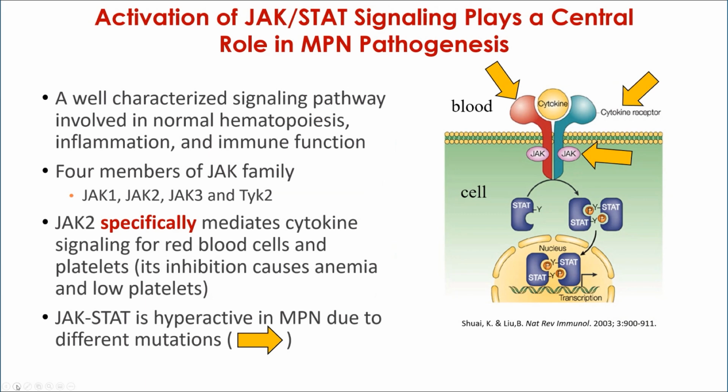Now, what you see in a cartoon here is the simplified way of looking at this intracellular signaling pathway, and the importance today is to say that the JAK2, and there are 4 family members in the family of JAK enzymes, the JAK2 specifically mediates cytokine signaling for red blood cells and platelets. And in a normal person, like I, for example, hopefully, if you would inhibit the JAK2, I would become anemic and thrombocytopenic.